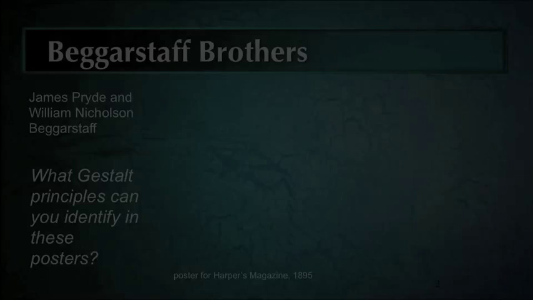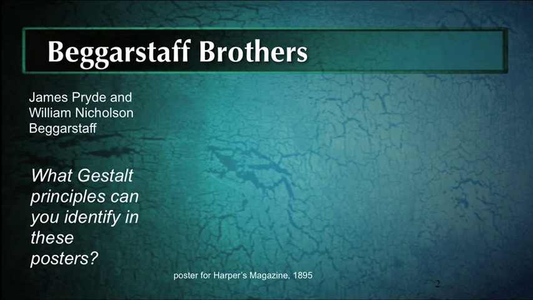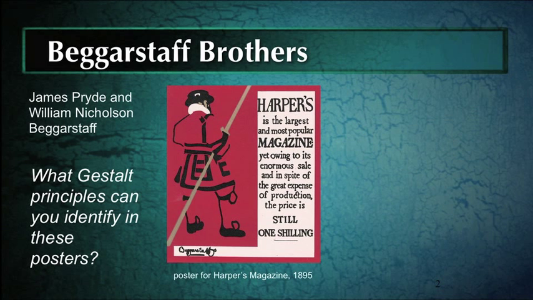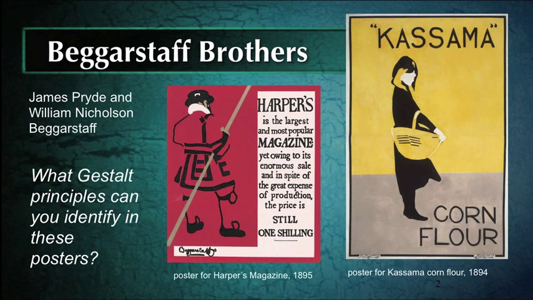To begin our chapter, we're going to start with successful painters James and William Beggarstaff. They left a lasting impression during their brief graphic design careers. The brothers ignored the trend toward floral Art Nouveau, and they created a new working method for posters by cutting pieces of paper, moving them around, and pasting them into position. Later, this form of art became known as collage. I want you to be able to tell me what Gestalt principles you can identify in these posters.